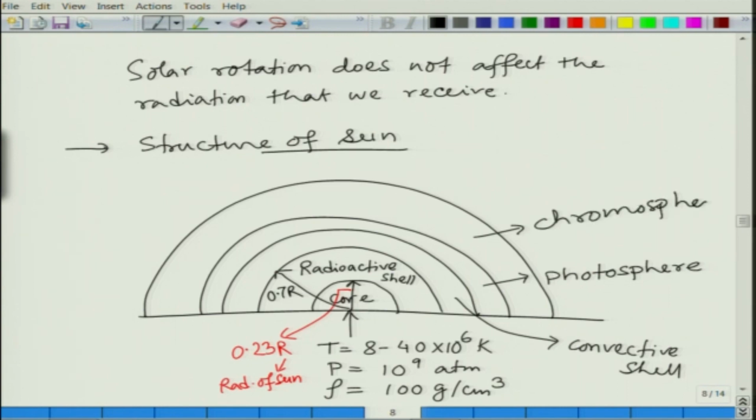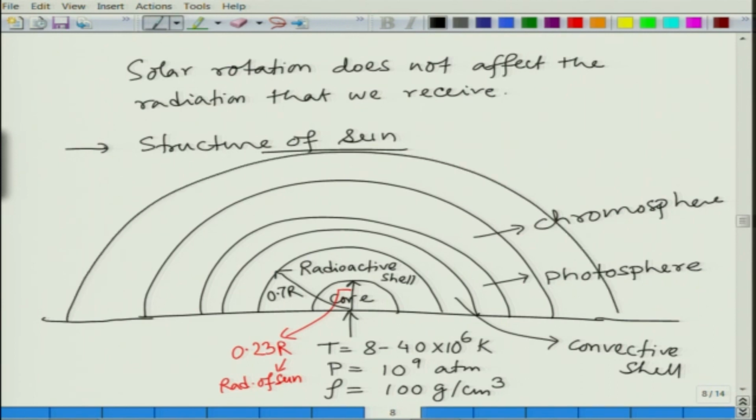I am not going to go into details, okay, but it is good to have some idea of the source of the radiation that we are going to work with, okay. And then at the outer boundary which we actually see from the earth, that is called corona, okay. And do not get scared by this name.